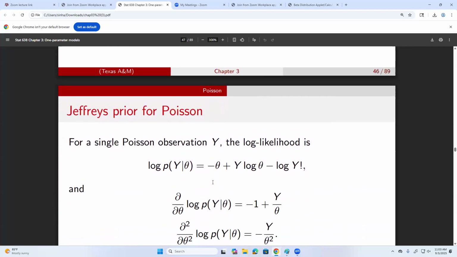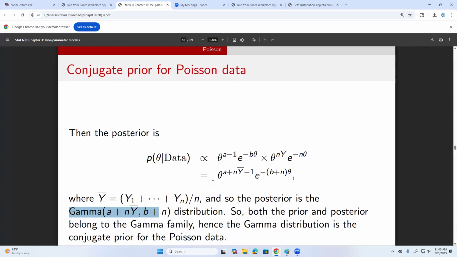So we talked about conjugate prior distribution calculation. Let us calculate now. Let us focus on Jeffreys prior calculation. Okay. Jeffreys prior. Why do you care about Jeffreys prior? Because this gives you an objective prior distribution.